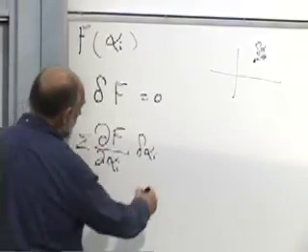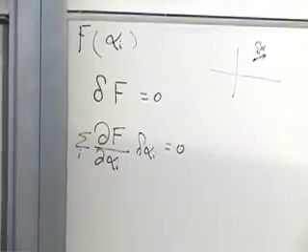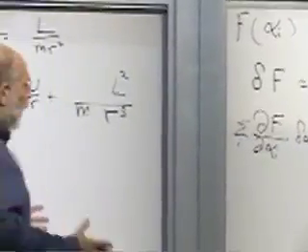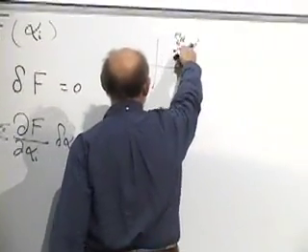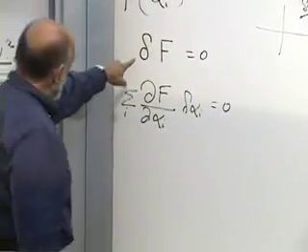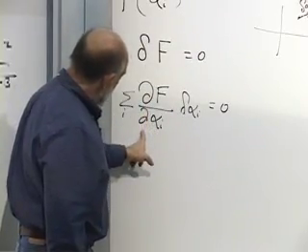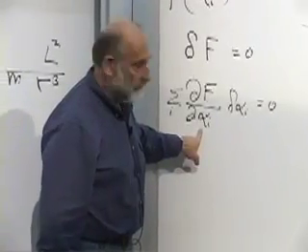The only way that this can be equal to 0 for all possible variations, the delta alphas are called the variation of alpha. For all possible variations, in other words, no matter what direction in this space you move, to say that you're at a minimum, to say that f doesn't change except to higher order, is the same as saying df by d alpha i is equal to 0 for each one of the alpha i's.